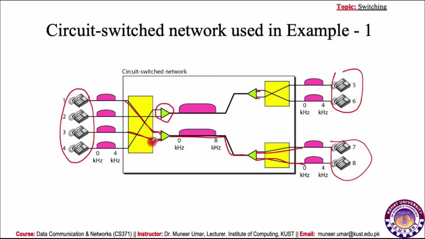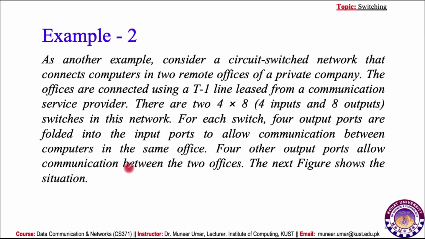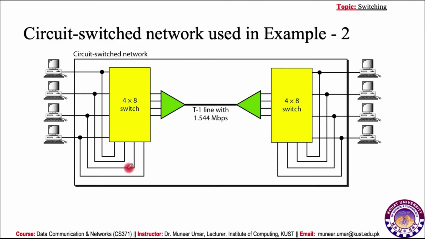So in this figure we can see that all the telephones are first switched towards the multiplexers, then multiplexed, then demultiplexed, and then switched towards the destination telephones. Let's have example number 2 about circuit switching. Here we have a figure.